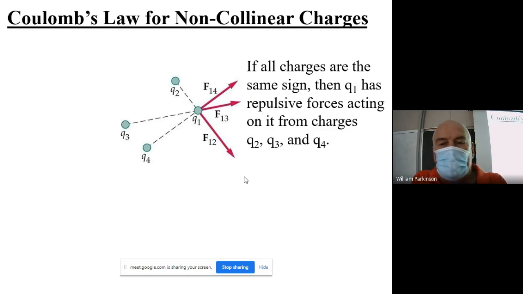So what I've drawn in red are the directions of repulsion that Q1 will feel. Now notice, I did not draw the repulsions that Q2 would feel. I did not draw the repulsions that Q3 would feel. I did not draw the repulsions that Q4 would feel. I could have done that.